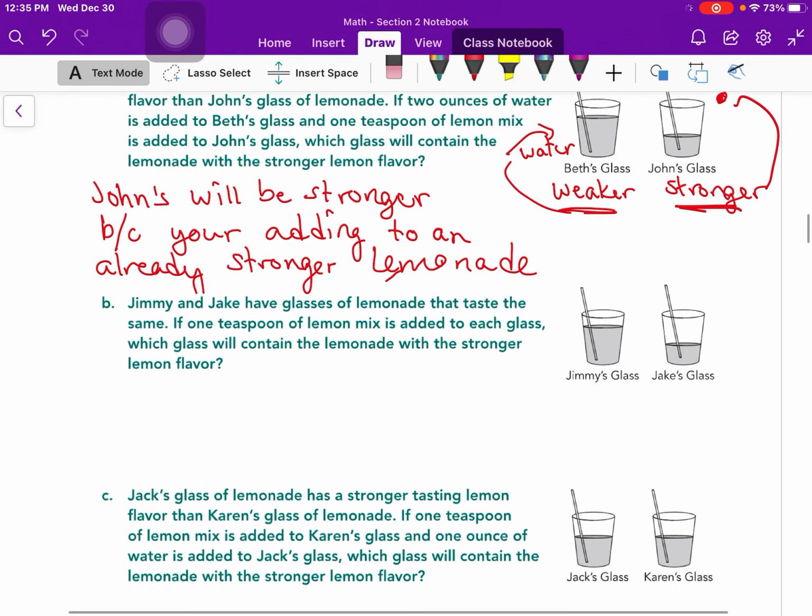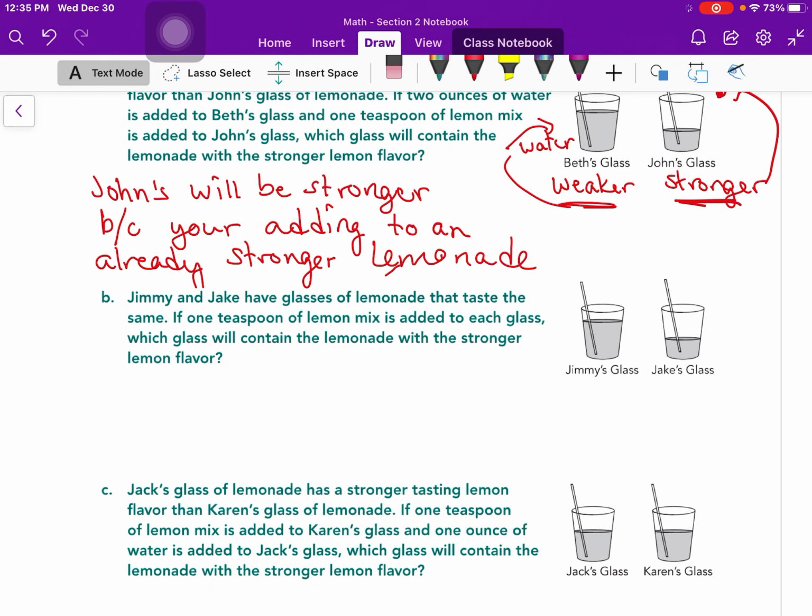Okay, let's keep going. Number 2. It says Jimmy and Jake have glasses of lemonade that taste the same. All right. Same great taste in each one. If 1 teaspoon of lemon mix is added here and 1 is added here, which glass will contain lemonade with the stronger lemon flavor? Go ahead, think about that for a second. Write down why you think so.